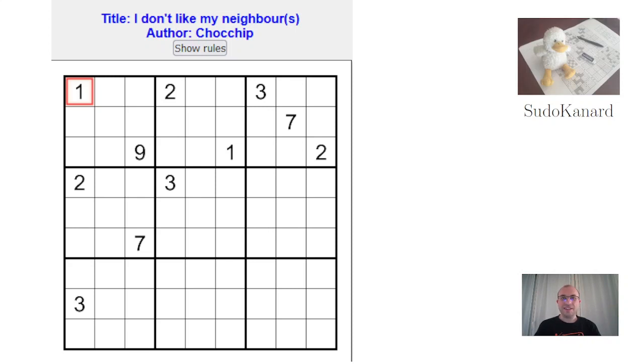This is a non-consecutive Sudoku puzzle created by Australian author ChocChip, who's a regular of the channel, so I thought I'd be covering his puzzle. So this is the third puzzle on his blog.